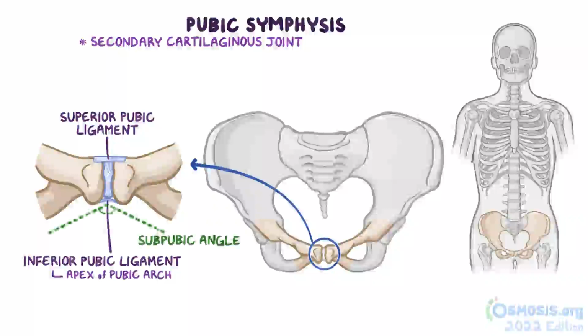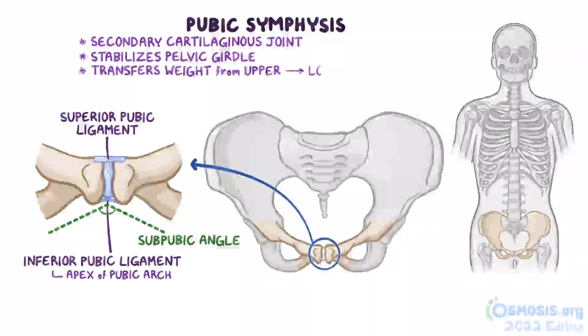The pubic symphysis is important in stabilizing the pelvic girdle and transferring weight from the upper body to the lower body, and it undergoes important changes during childbirth to allow the fetus to pass through the birth canal.